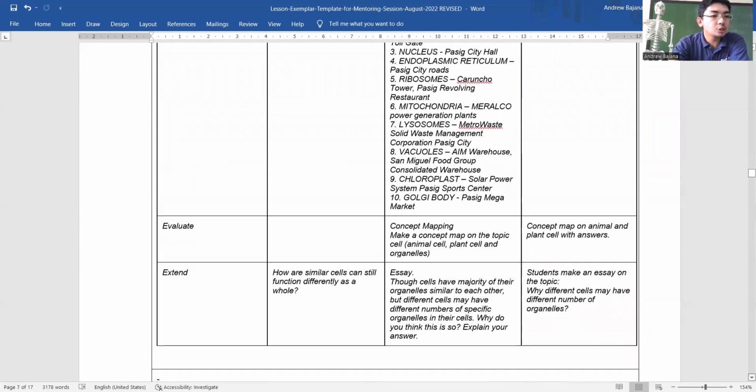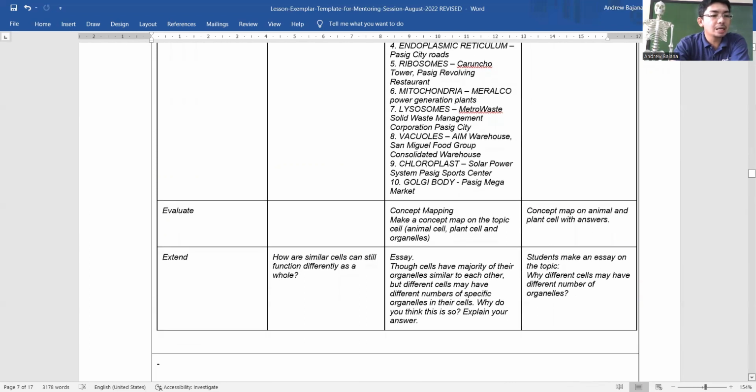Okay, for the evaluation part, they will make a concept map on the topic. And for the extended part, they will make an essay on why different cells may have different numbers of organelles.